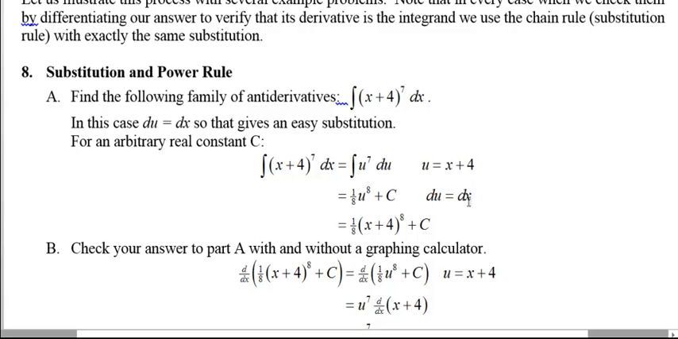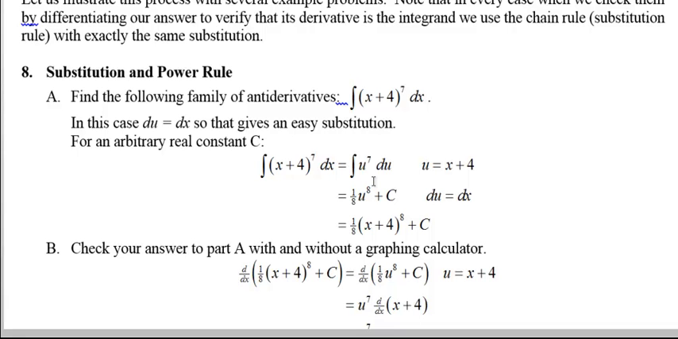Then the next thing is to find du. The du is the derivative of u with respect to x, times dx. The derivative of x plus 4 is just 1, so du is just 1 times dx, or just dx. Now we can make an easy substitution here: x plus 4 becomes u, and dx becomes du. With that substitution, now we have an integral, our antiderivative, and it has no x's in it.